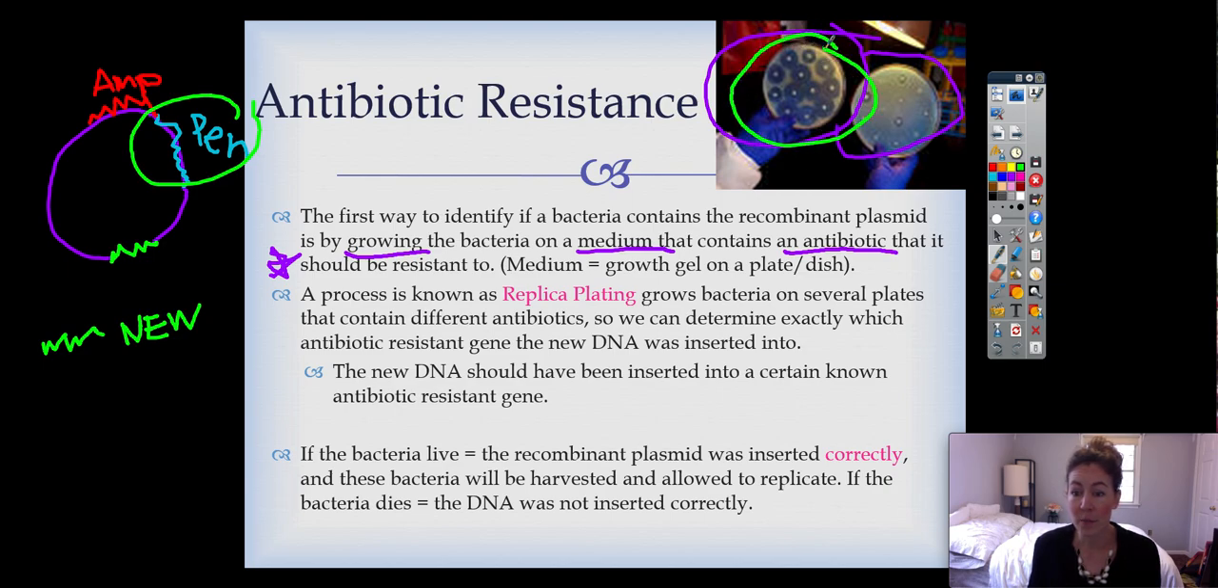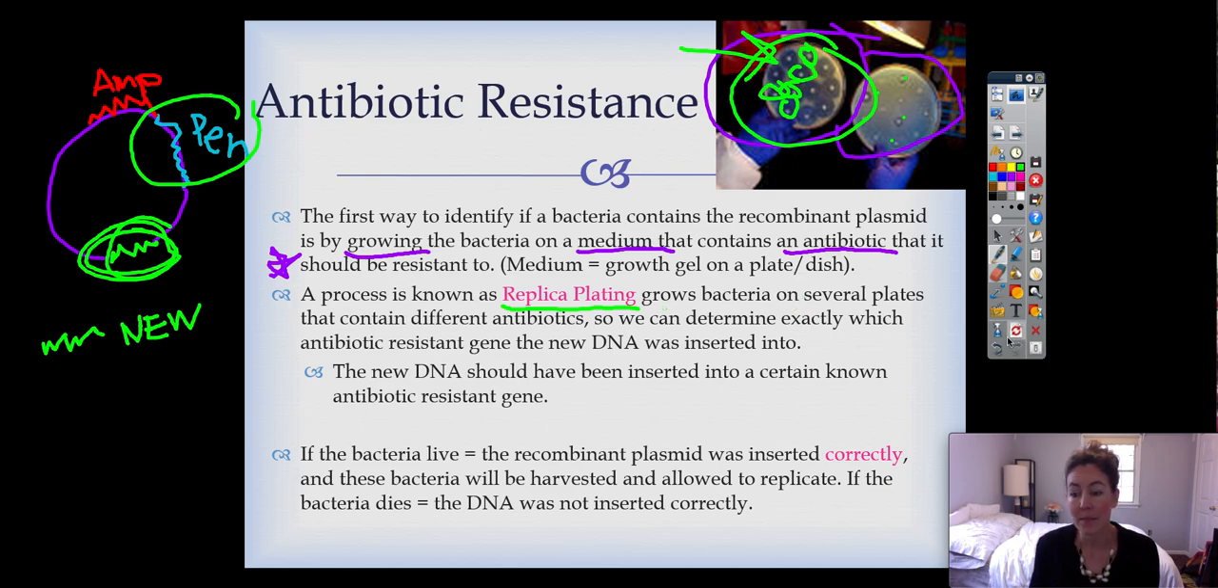So over here, we can see there are a lot of colonies of bacteria growing. Over here, not very many, they were very small. So the bacteria on this plate, it means yes, they do contain the resistant genes, meaning you inserted the new gene in an area of the plasmid that still allowed it to have resistance. So those bacteria would be kept. This process is called replica plating.